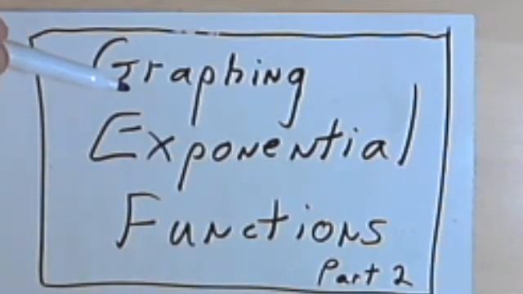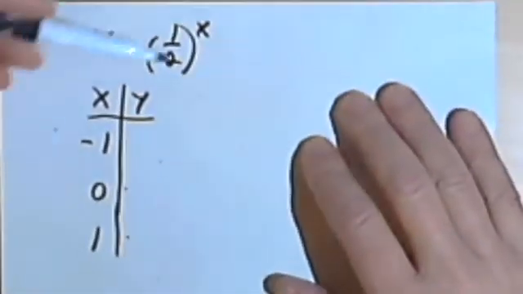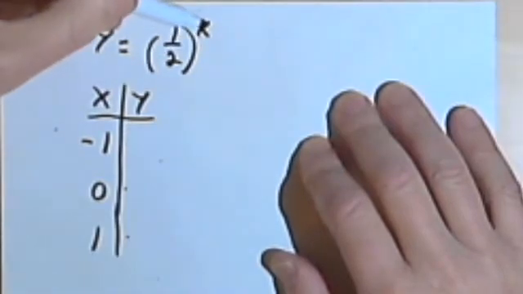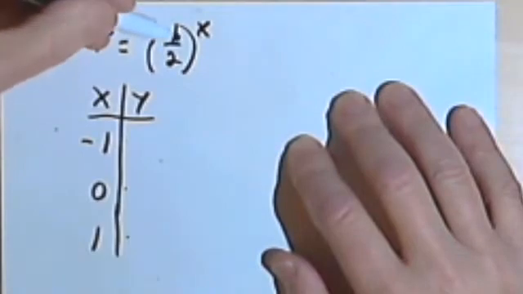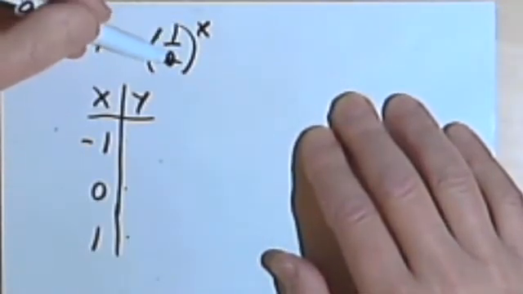This is going to be part 2 of the videos about graphing exponential functions. And we were looking at exponential functions which have different kinds of a's and b's. And here I've got another one, y equals 1/2 raised to the x power. Okay, so it's an exponential function. The b, the common ratio, is a fraction. It's between 0 and 1.